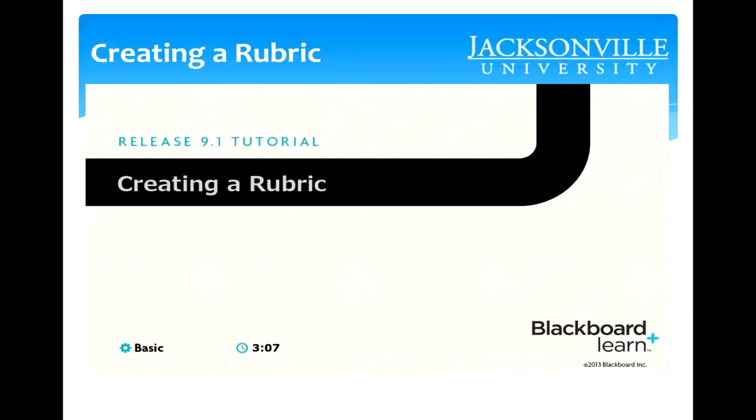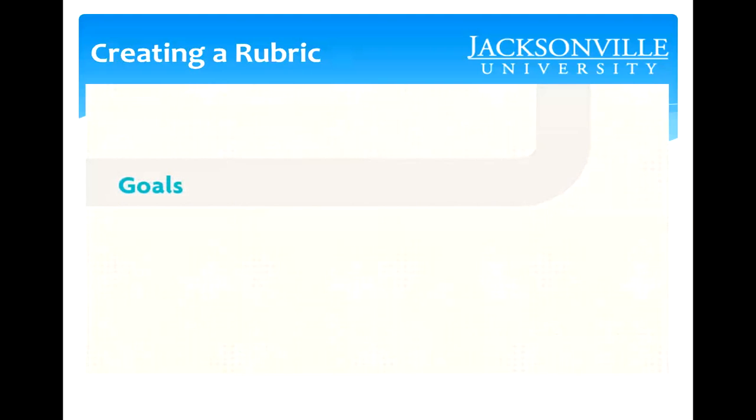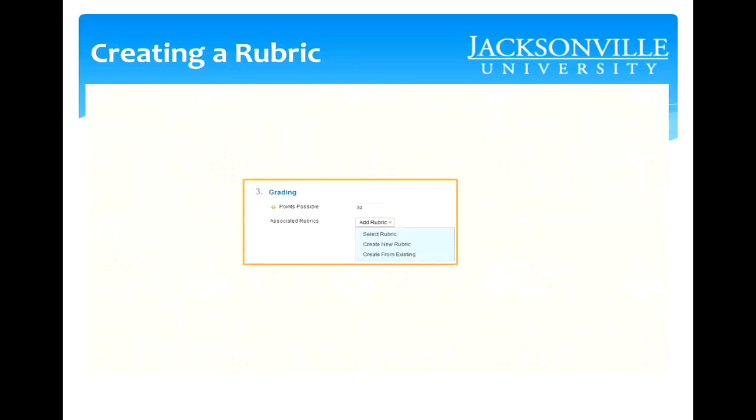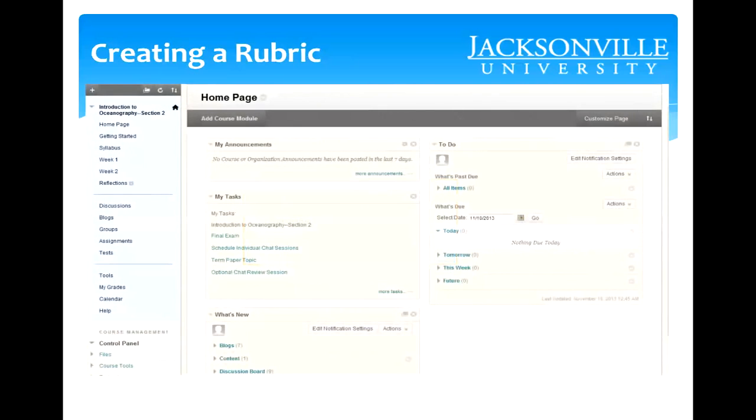Blackboard rubrics enable you to specify criteria and performance levels for grading, providing clear guidelines for students, instructors, and graders. This tutorial shows you how to create a new rubric and edit the Rubric Grid. You can associate rubrics with assignments, blogs, journals, wikis, discussion forums and threads, and essay, file response, and short answer test questions. When you create or edit one of these content types, you can opt to associate a rubric with it. Let's create a new rubric.